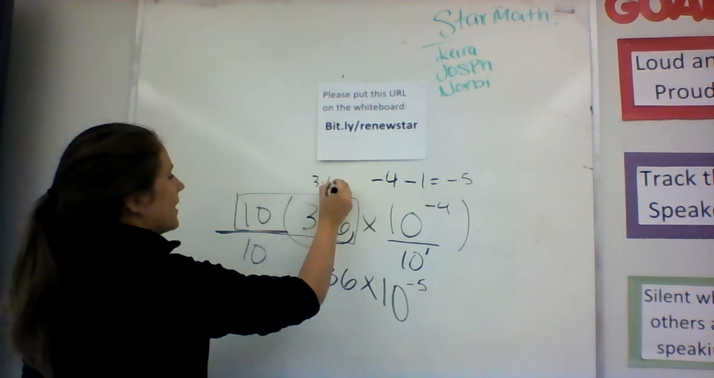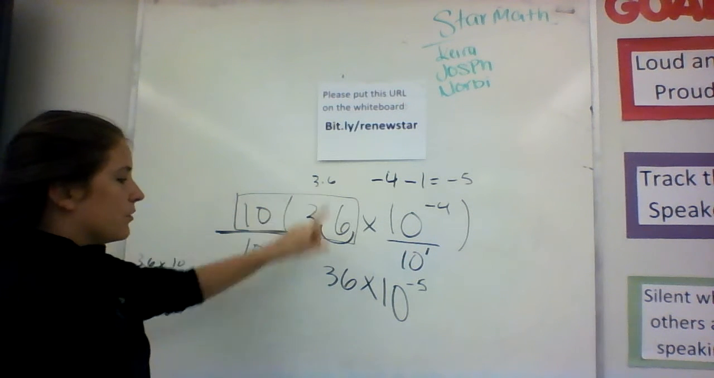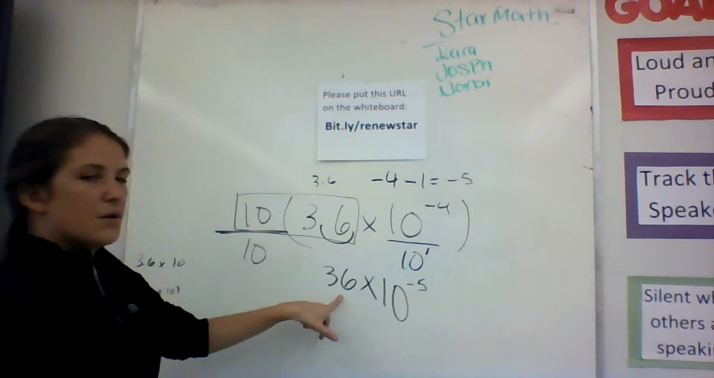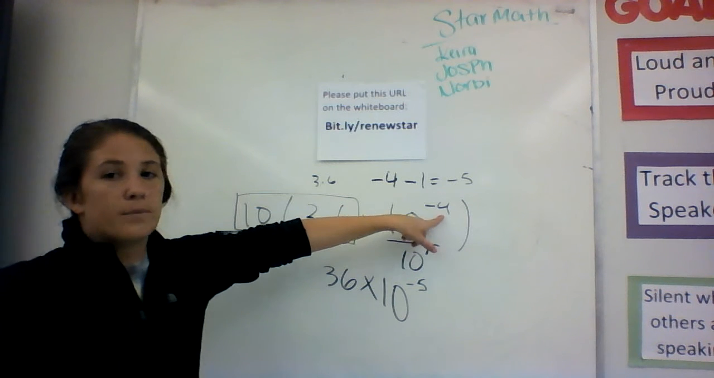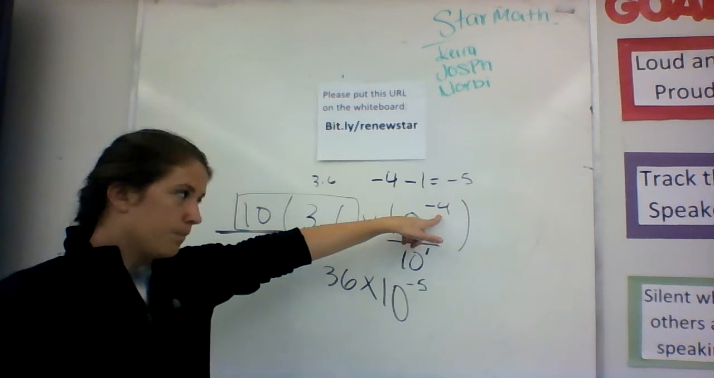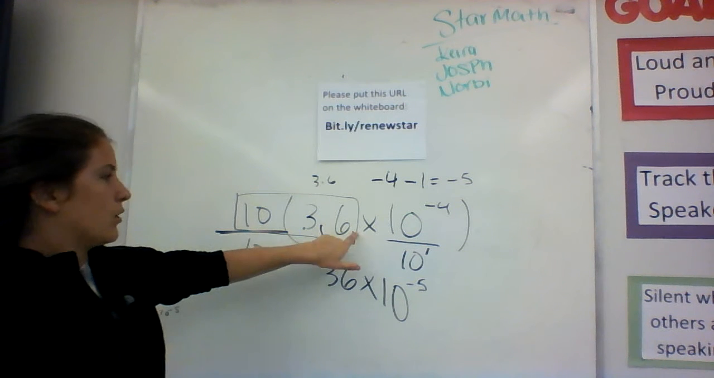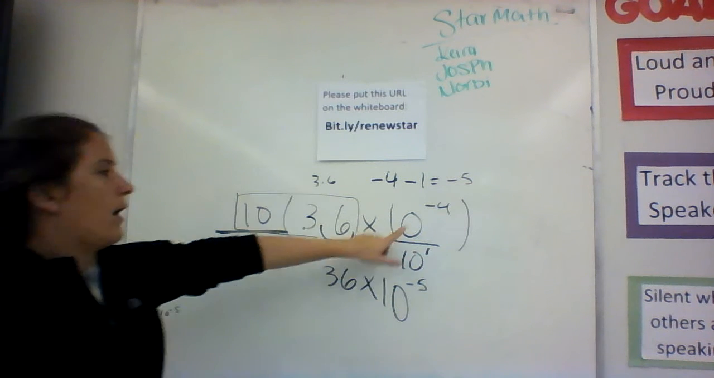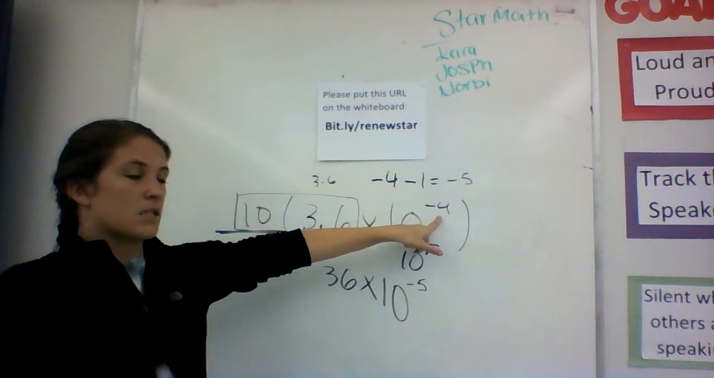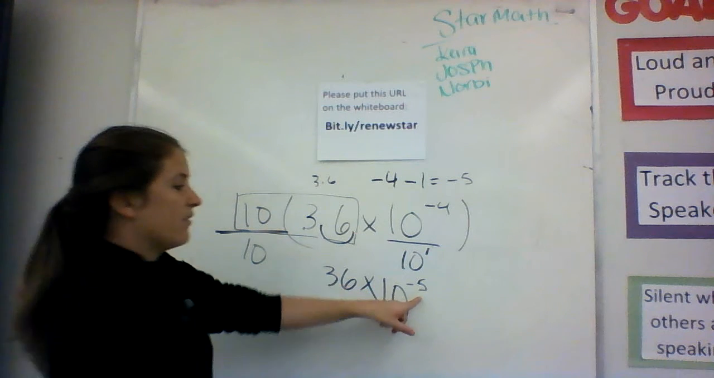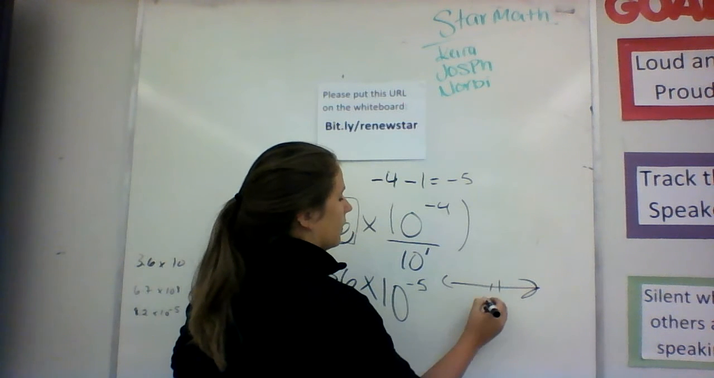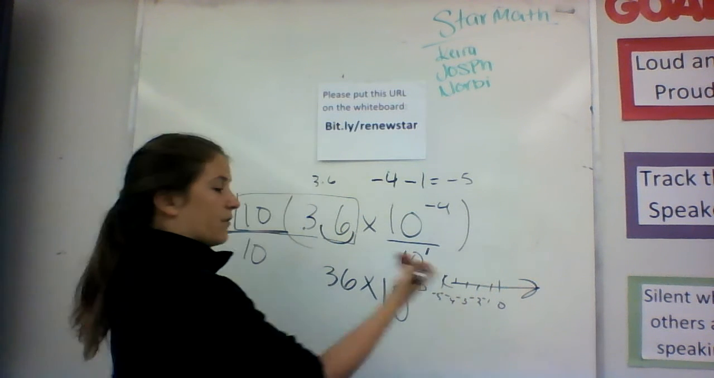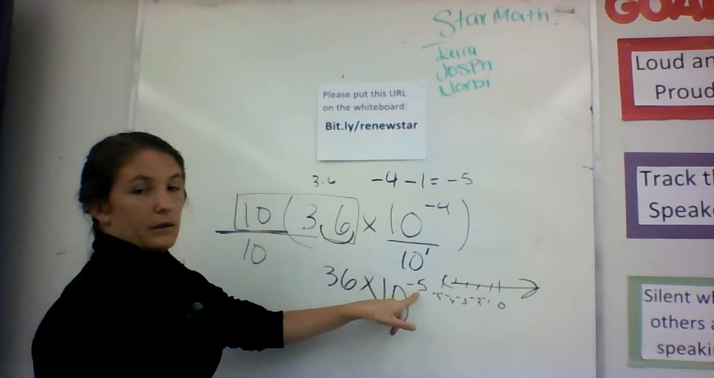We took 3.6 and we made it one place value larger. If I made this one place value larger, in order to keep it balanced, I need to make this one place value smaller. Again, this became one larger because 36 is one place value larger than 3.6. So I need to keep it balanced by making this smaller. 10 to the negative fifth, if I look on a number line, negative 1, negative 2, negative 3, negative 4. Negative 5 is farther to the left, so this is smaller, even though it looks bigger.